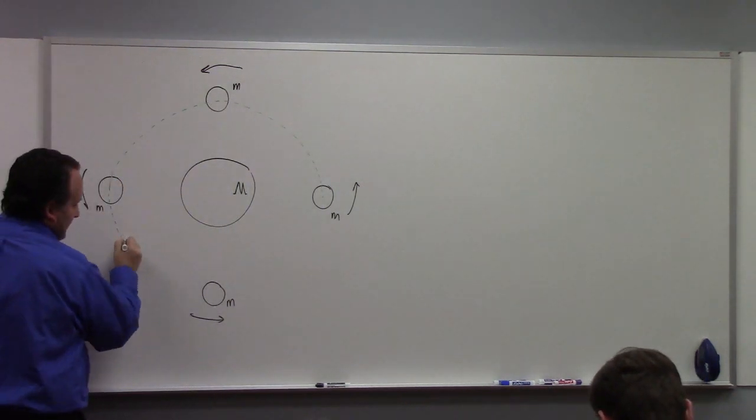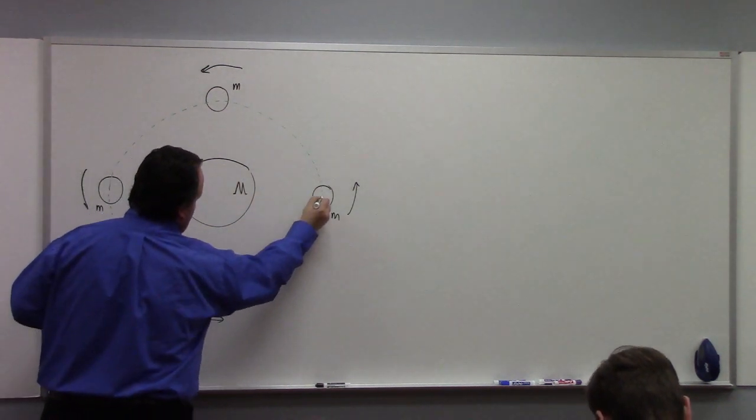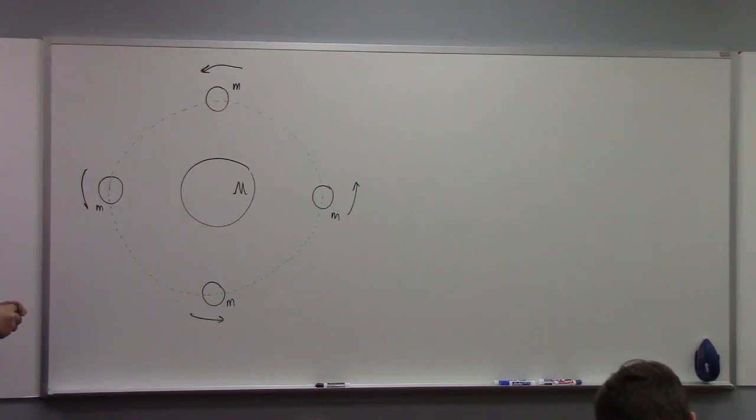So here's the orbital path, right? Why do the moons orbit? What's causing them to orbit? Gravity. Gravity of what? The planet, but what else? Each other. Yeah. Really?